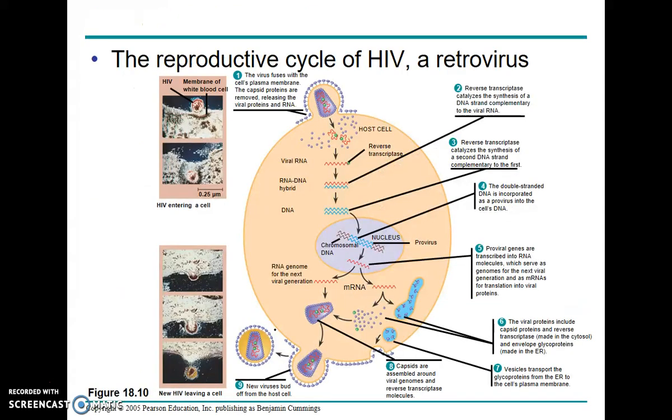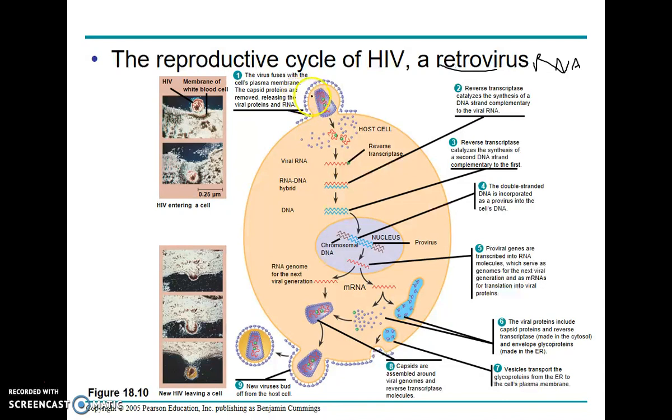So this is the reproductive cycle of the HIV virus, which again is a retrovirus because it has RNA as the genetic material. So here, in the cycle, the first thing that happens is that the HIV virus attaches to and infects immune cells. So white blood cells specifically, specifically helper T cells, if that means anything to you. We're going to get into that, so don't worry.